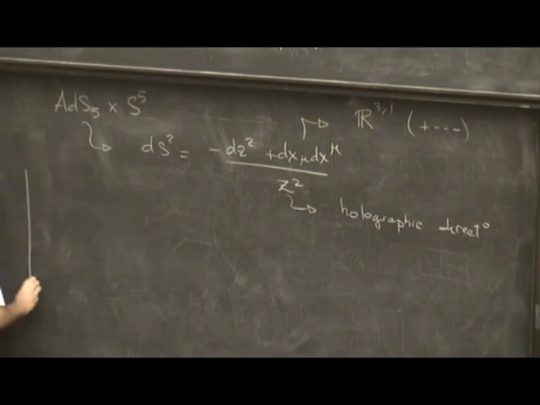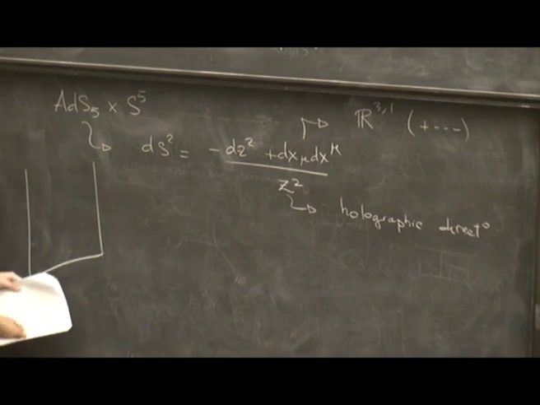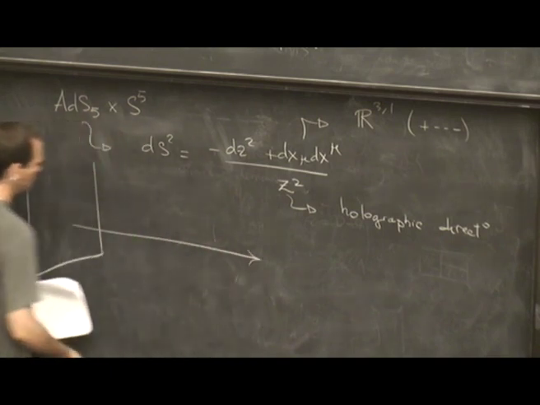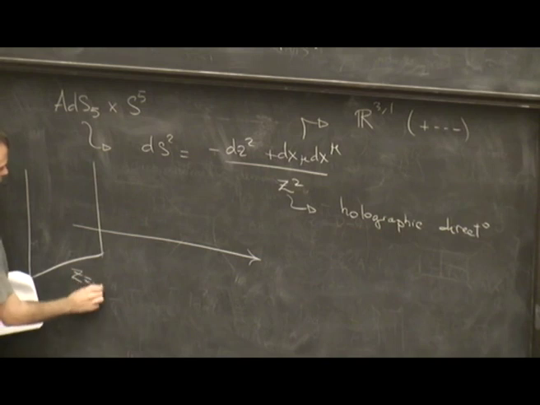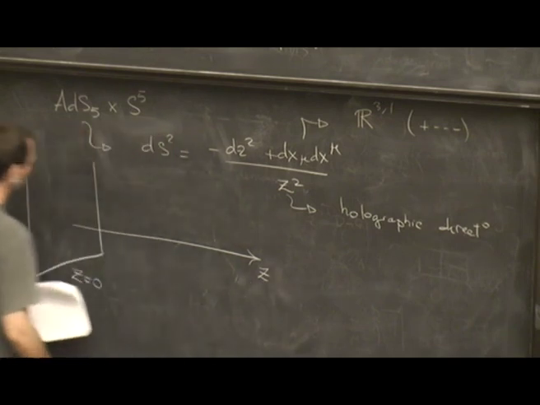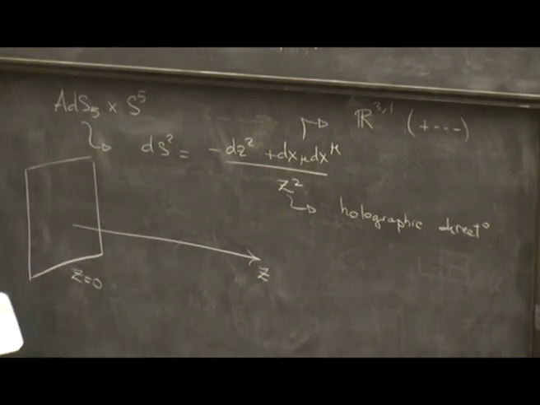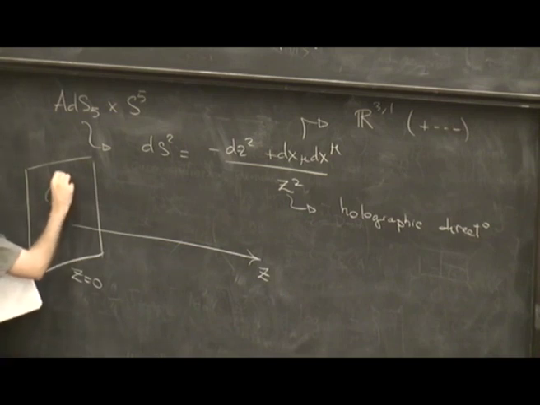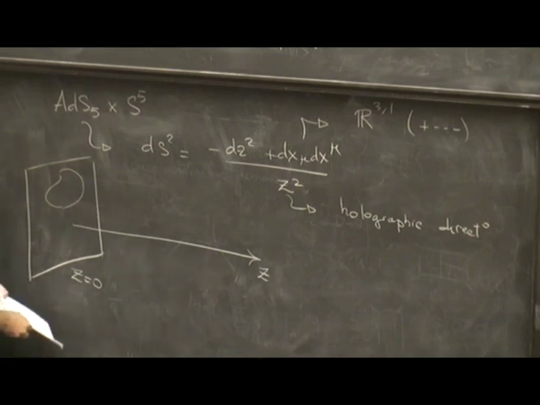So you can think of your gauge theory local observables as living on the boundary of this space, which is at Z equal to 0. This is where this factor blows up. So when you want to compute something in this theory, you put some boundary condition here from the gauge theory. Let's say you consider a Wilson loop. You define some contour, which is the contour of your Wilson loop, and then you want to find the string theory description.